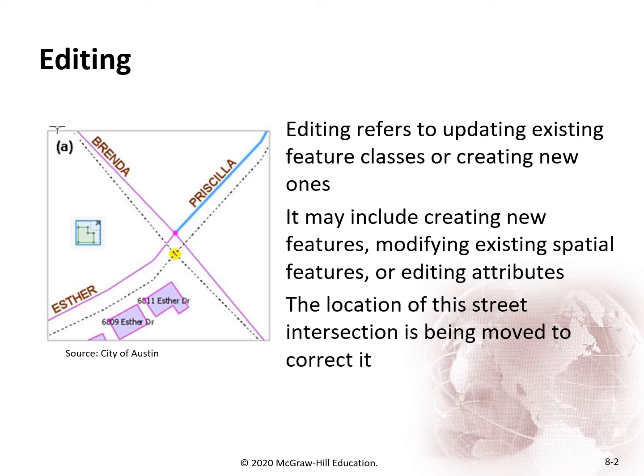Editing refers to updating existing feature classes or creating new ones. That's the two flavors, if you will. It's either fixing or modifying something or making something brand new. This could be new features, spatial features, attributes, moving around nodes and intersections to fix or to change. There's lots of things it can mean.